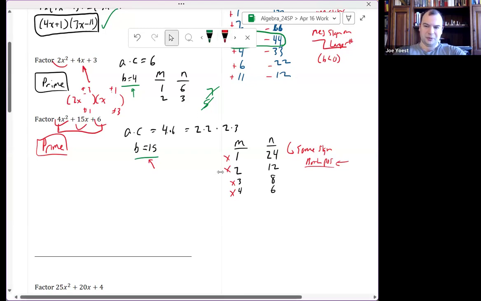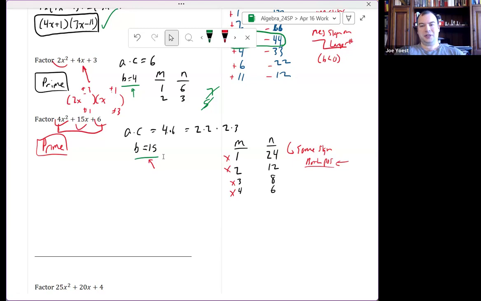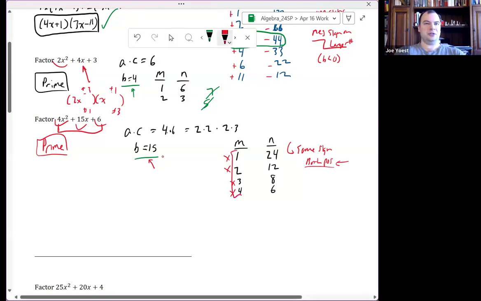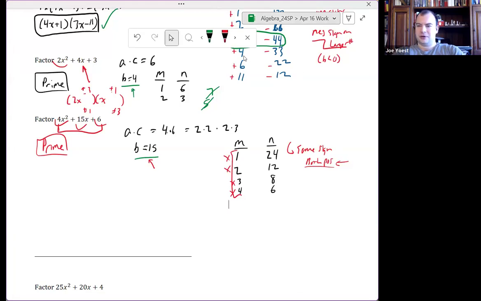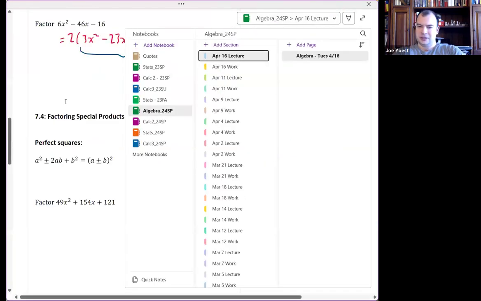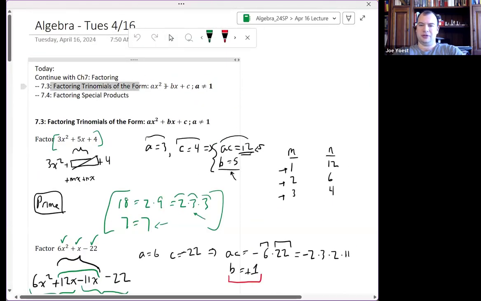But again, the AC grouping method gives me just a series of steps to follow that either gets me the answer of what the factorization is, or confirms that there's nothing in this list that's going to work. There's going to be no factorization over the integers. Any questions on anything from really either 7.2 or 7.3, this kind of general strategy for factoring trinomials?